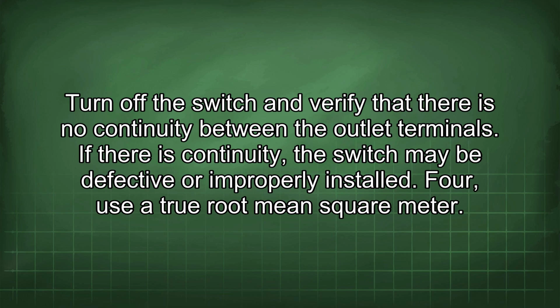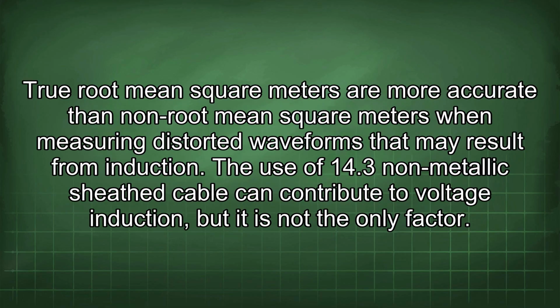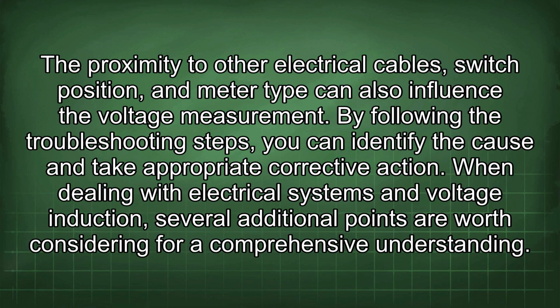4. Use a true root mean square meter. True root mean square meters are more accurate than non-root mean square meters when measuring distorted waveforms that may result from induction. The use of 14/3 non-metallic sheath cable can contribute to voltage induction, but it is not the only factor. The proximity to other electrical cables, switch position, and meter type can also influence the voltage measurement. By following the troubleshooting steps, you can identify the cause and take appropriate corrective action.